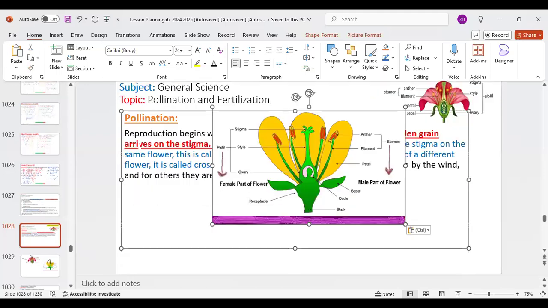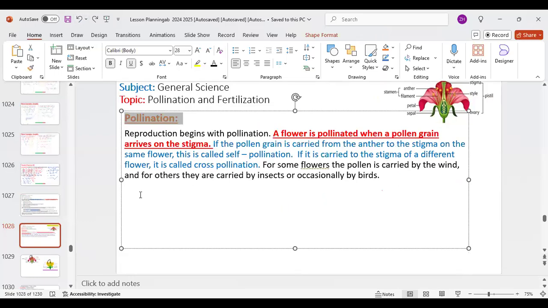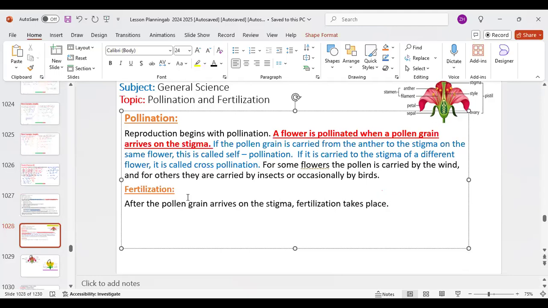Let's talk about fertilization now. This is reproduction. This is how plants reproduce. Fertilization. After the pollen grain arrives on the stigma, fertilization takes place. So what happens? The pollen grain grows as a tube down through the style until it arrives in the ovary.